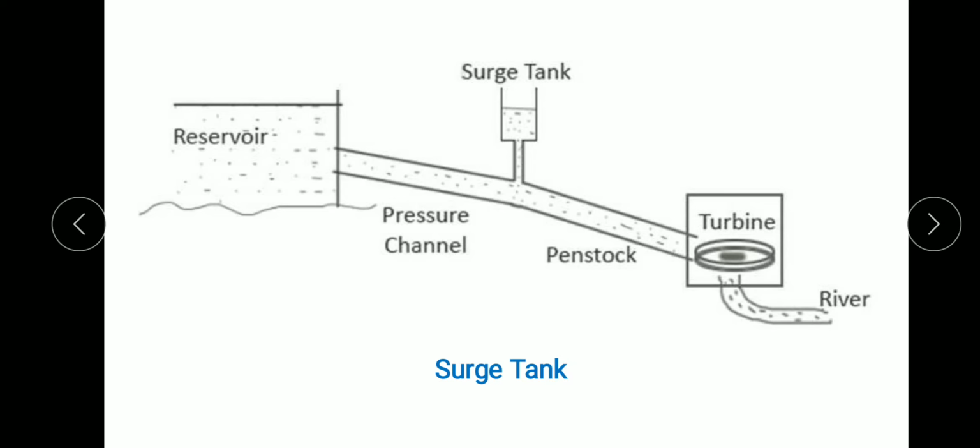In the next lecture, we will discuss problems on Francis turbine, Kaplan turbine, radial flow reaction turbines, inward flow reaction turbine, as well as outward flow reaction turbine.